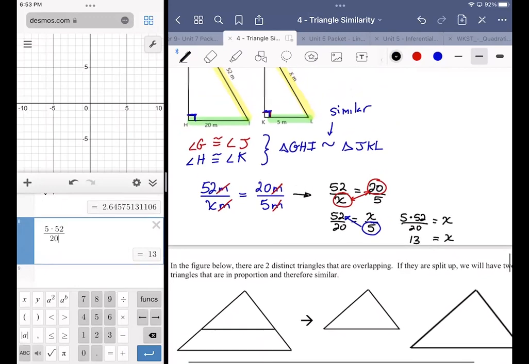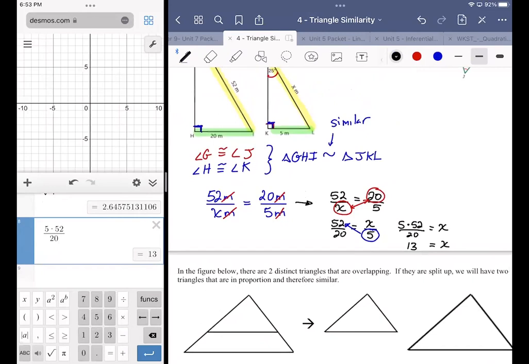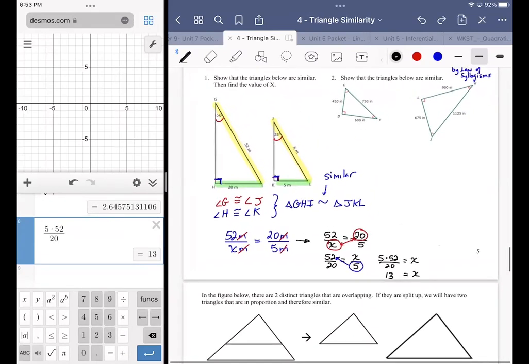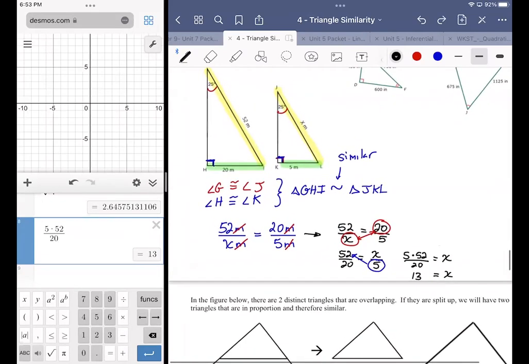So 13 what? X is getting replaced with a 13. The units would be meters because it's X meters. All right. But if we're just looking for the value of X, they said find the value of X. X is 13. The length of the side is 13 meters, but that's not what they asked. They asked for what X was.